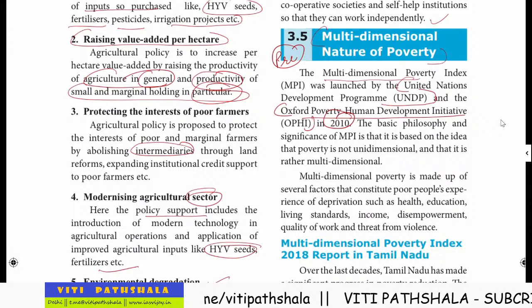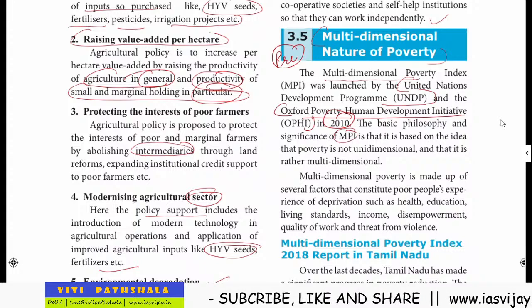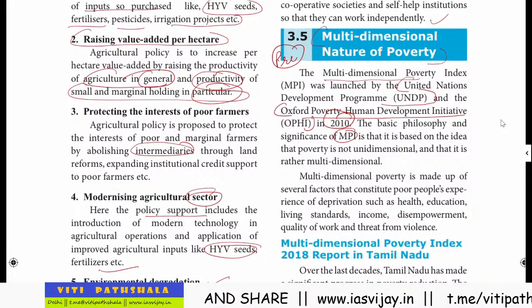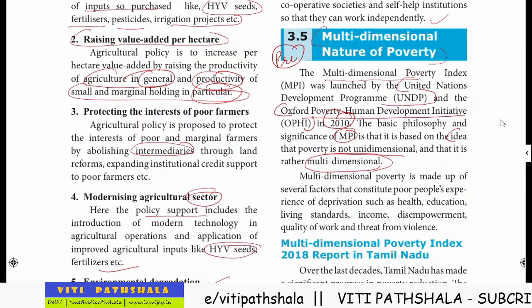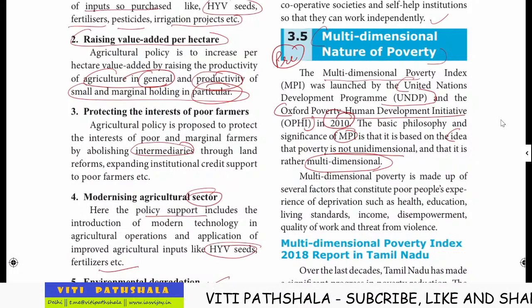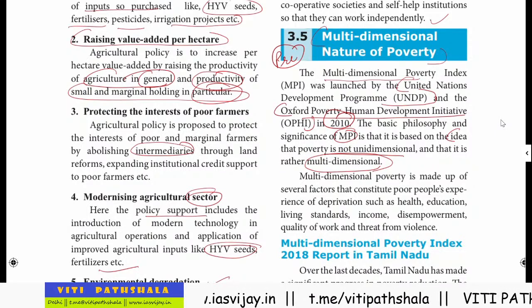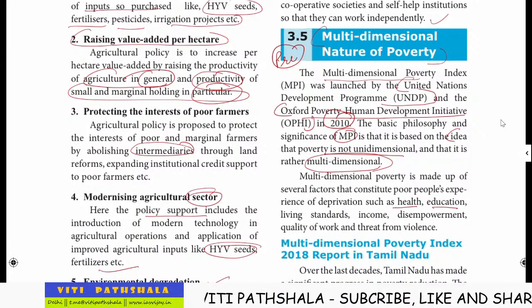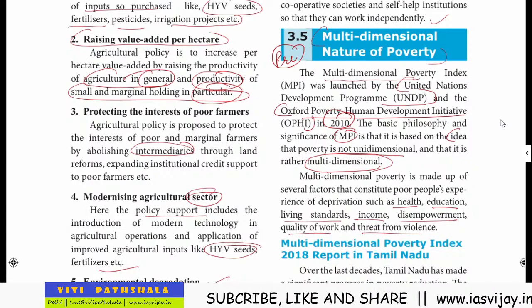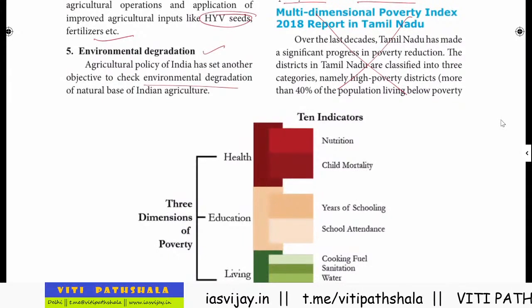The basic philosophy and the significance of the MPI, that is the multidimensional poverty index, is that it is based on the idea that poverty is not unidimensional, it is rather multidimensional. So poverty is not unidimensional, it is multidimensional. The multidimensional poverty is made up of several factors that constitute the poor people's experience of deprivation, such as the health, education, living standard, income, disempowerment, quality of the work, and the threat of violence. Now this Tamil Nadu portion you don't have to study.